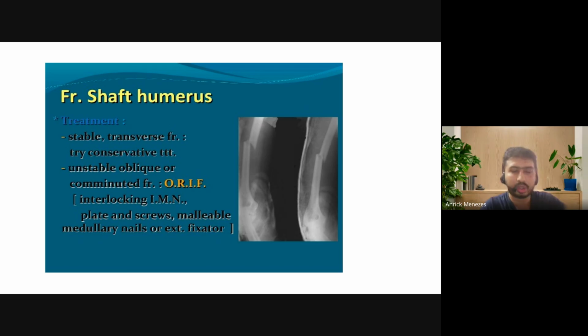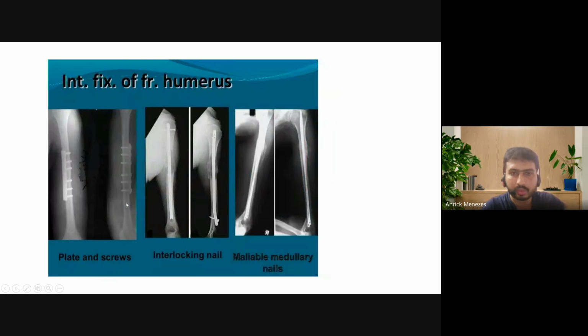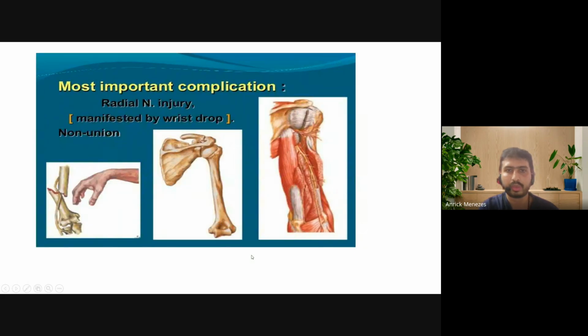So next, internal fixation done for the humerus. You see the plate and screws. Then we have interlocking nailing and malleable intramedullary nails. So the most important complications are already told: radial nerve, and because of the radial nerve, what happens is manifested by your wrist drop, and other complications could be non-union.